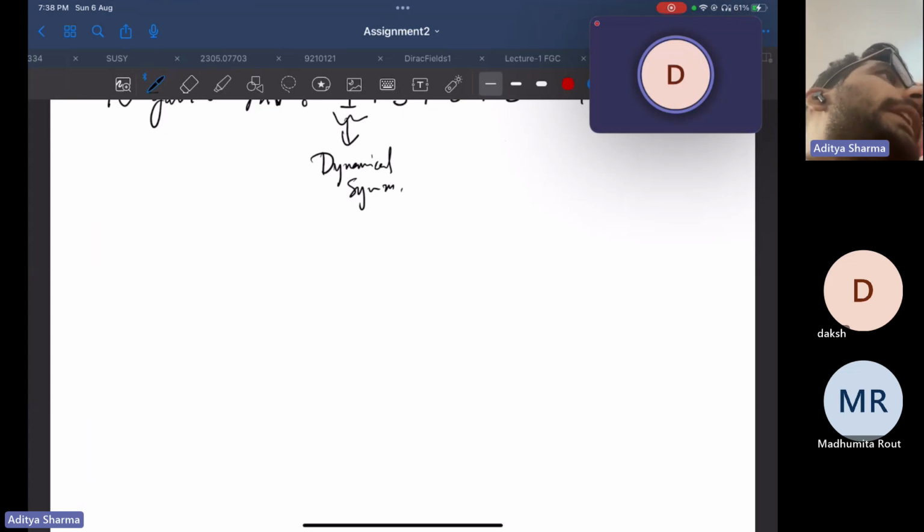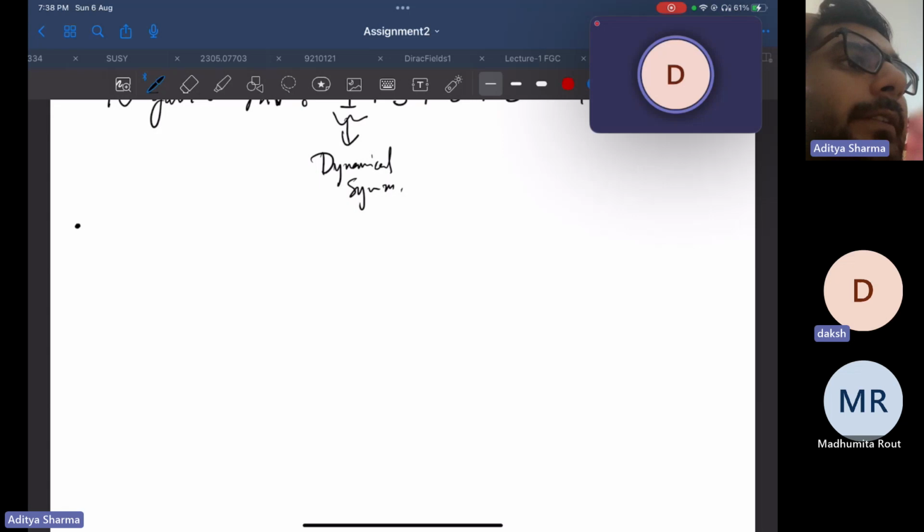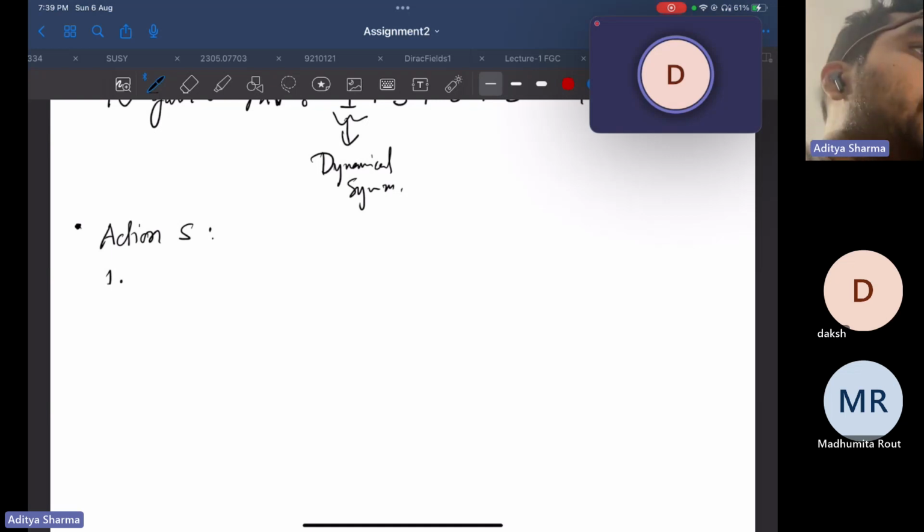Now, do you want to go over the LRL vector? The way he has done it is not the way we want to think about it. First, how we want to think about it is like this. Given an action, I have been given an action. The first thing to do is to look for symmetries, that is, continuous symmetries.